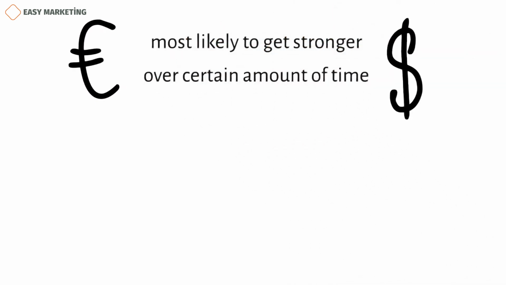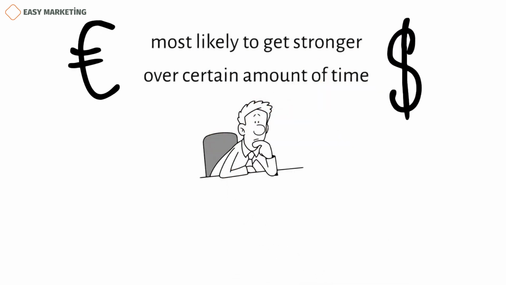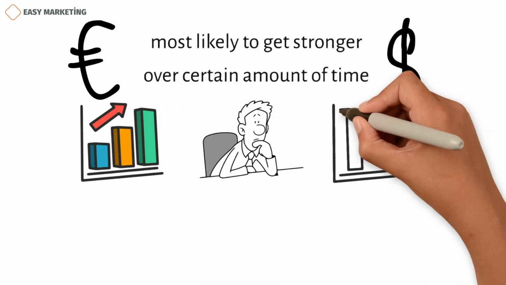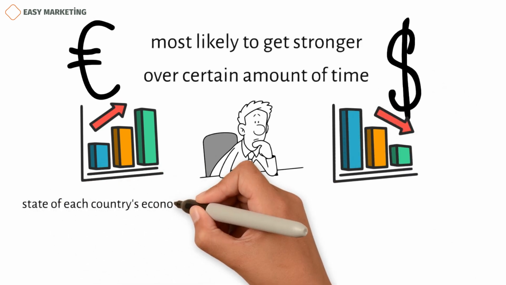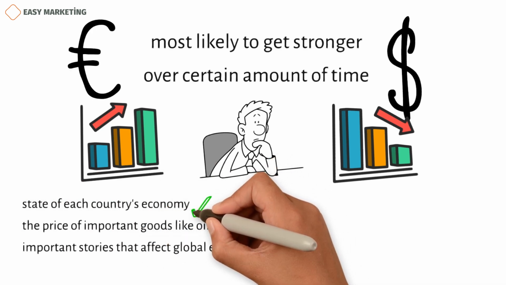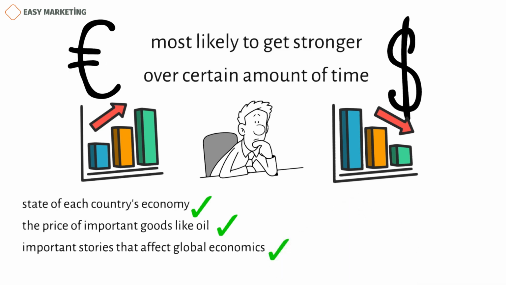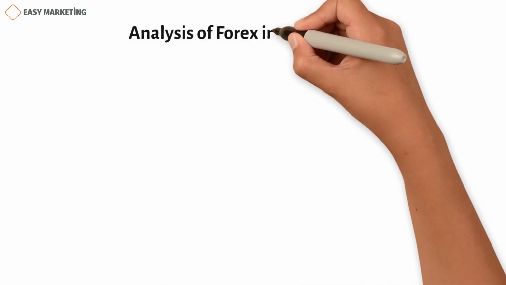Forex analysis is the process of figuring out which currency in a pair is most likely to get stronger over a certain amount of time. Forex traders can then use this information to decide whether to buy a currency they think will gain value or sell one they think will lose value. Forex traders will look at a wide range of sources to help them make these predictions. They include things like the state of each country's economy, the price of important goods like oil, and any important news stories that affect global economics. Technical things are also taken into account, like how the currency's most recent price history compares to its averages from the past.